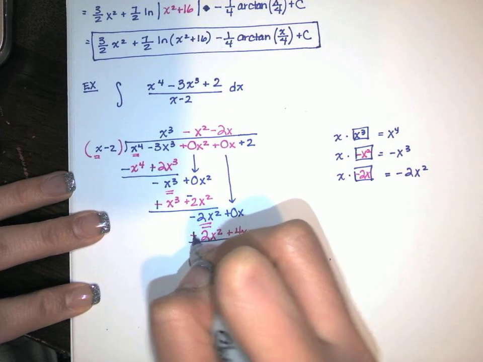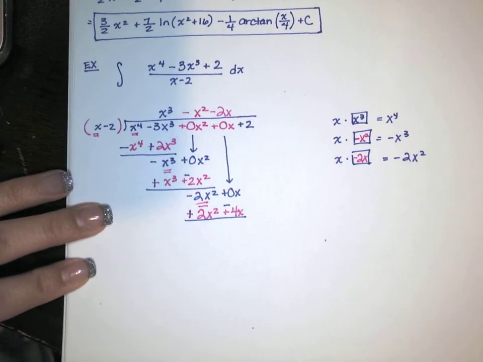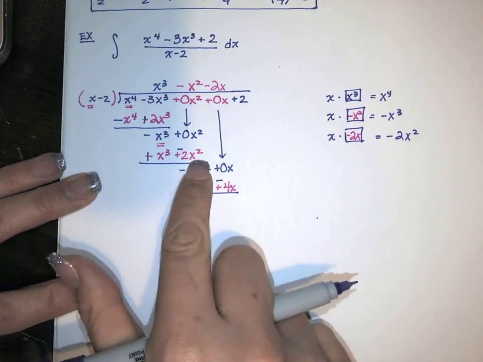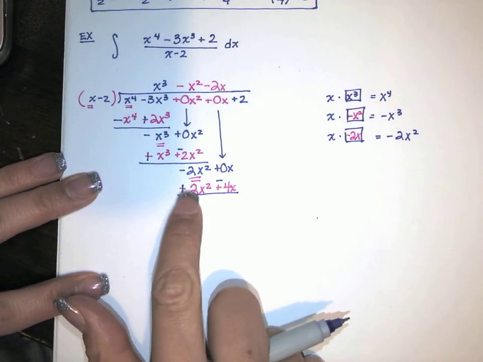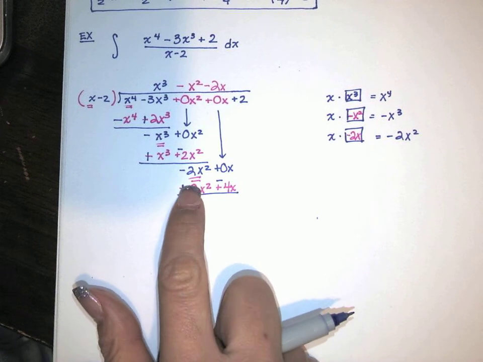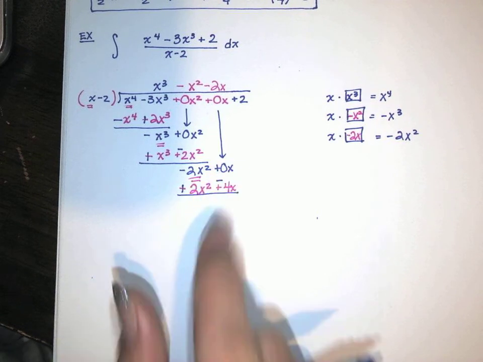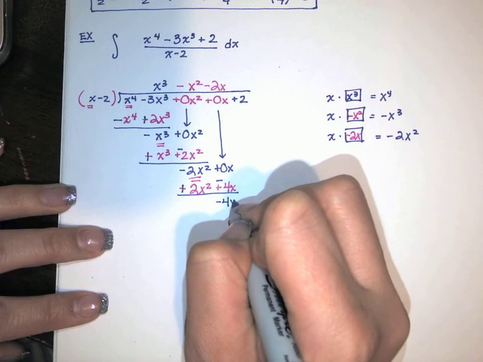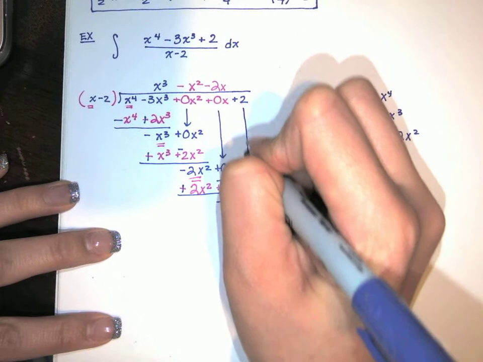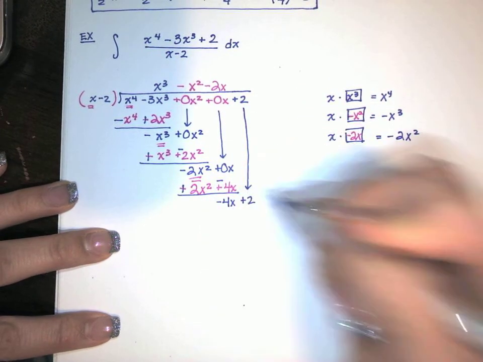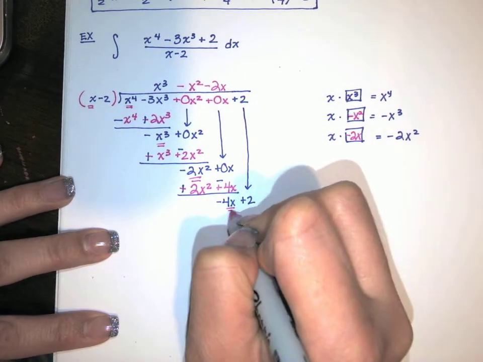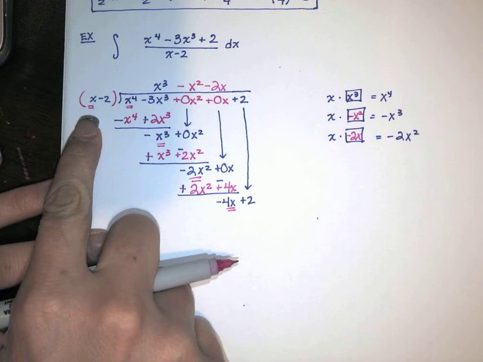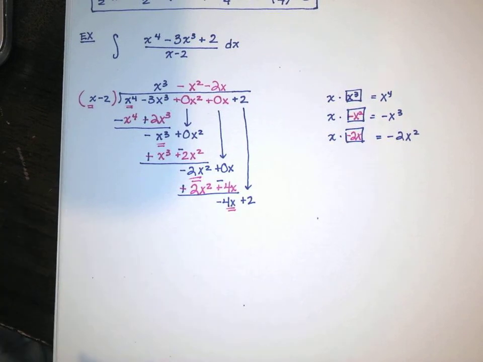We're subtracting, so change the signs and add in columns. Add like terms. Negative 2x squared plus 2x squared is 0x squared by design, that's good. And 0 minus 4x is negative 4x. Bring the 2 down. Notice this is degree 1 and this is degree 1, so we can keep going. The degrees are the same.